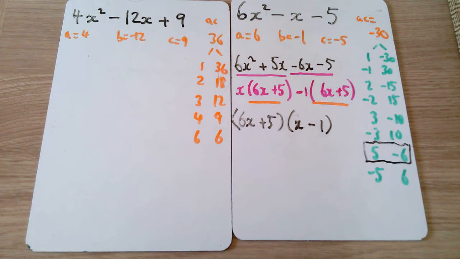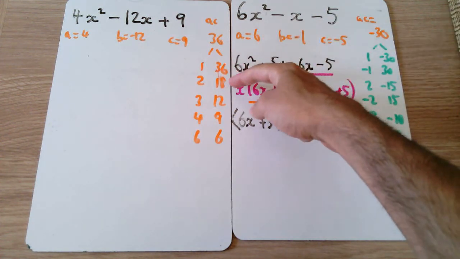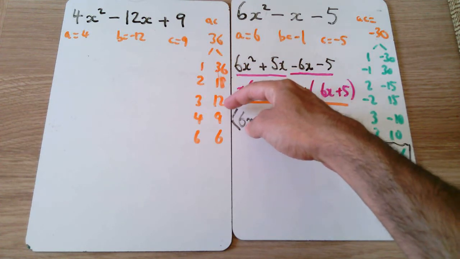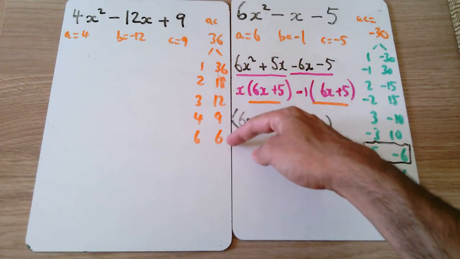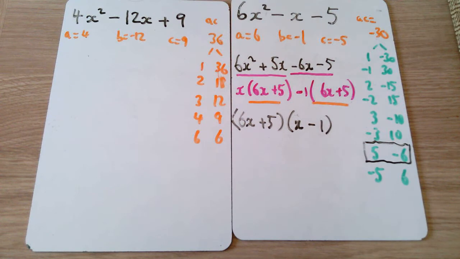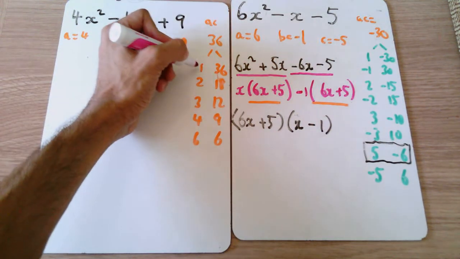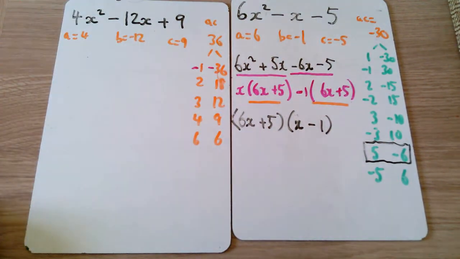Now we'll notice that none of these combinations add to make 12 except one. 1 and 36 is 37, 2 and 18 is 20, 3 and 12 is 15, 4 and 9 is 13, 6 and 6 is 12. So there's a bit of a problem here. However, to multiply to get a positive value, you either need to have two positive values or two negative values. So actually this could have been minus 1 and minus 36, because those also multiply to make 36.